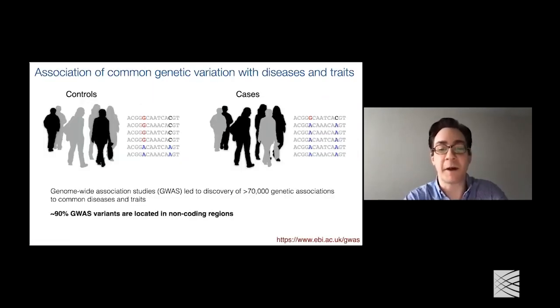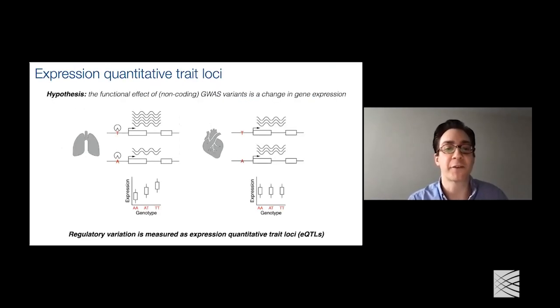As most of you are probably familiar with, the large and still growing number of genome-wide association studies conducted over the past decade or so have now revealed over 70,000 associations to common diseases and traits, and a large majority of those are found in non-coding regions of the genome, rendering their interpretation highly challenging. But the hypothesis is that the mechanism of action of these non-coding variants must at least partially go through modification of transcription.